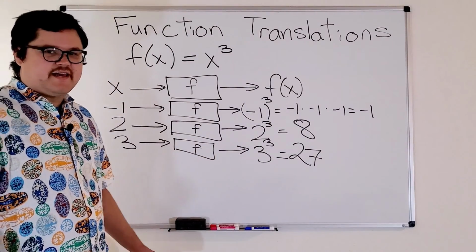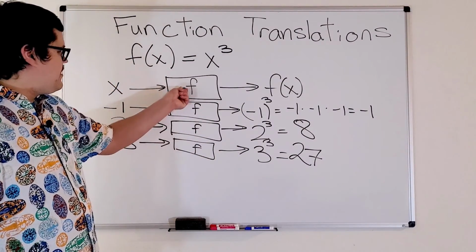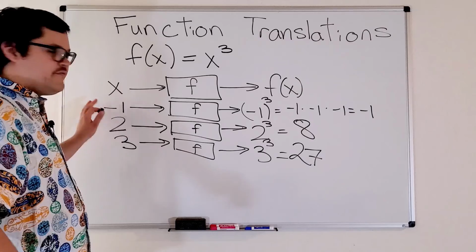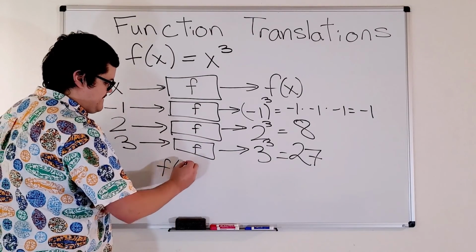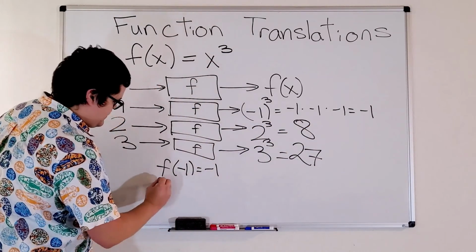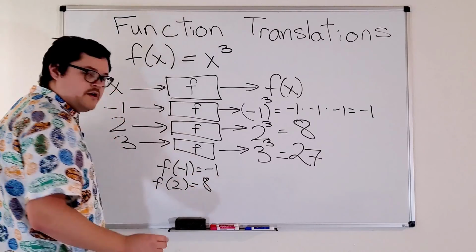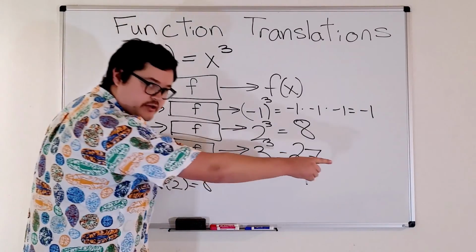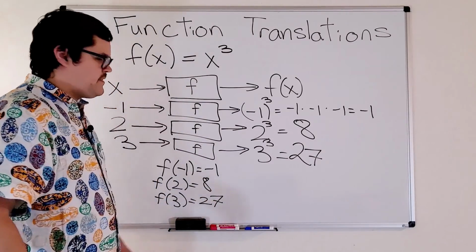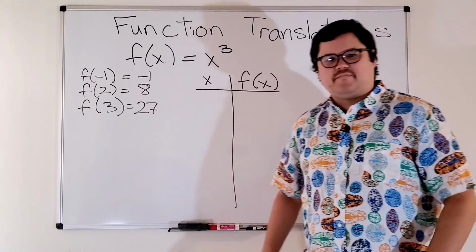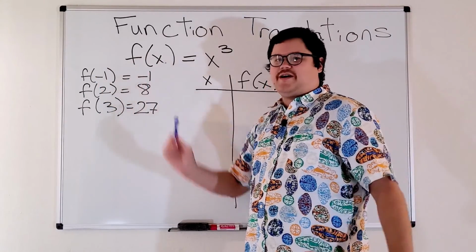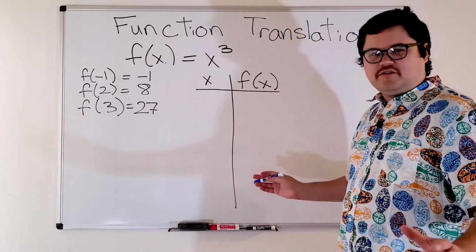Okay, so in each of these cases, we can say that f of the input value is the output value. For instance, we can write f of -1 is -1. F of 2 is +8. And finally, f of 3 equals 27. Pretty simple, huh? Now, you might hurt your hand if you always write f of whatever equals whatever. So, make it a little easier on us.